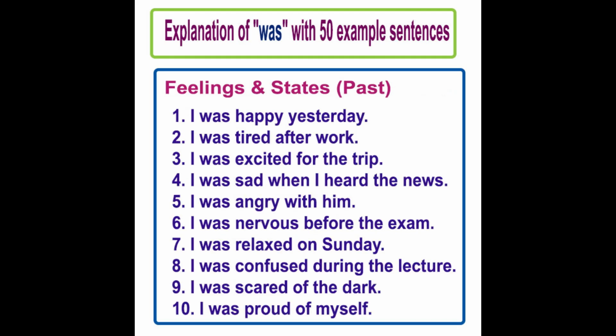50 example sentences using "was". Feelings and states, past. 1. I was happy yesterday. 2. I was tired after work. 3. I was excited for the trip. 4. I was sad when I heard the news. 5. I was angry with him. 6. I was nervous before the exam.